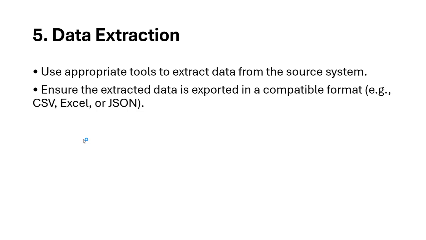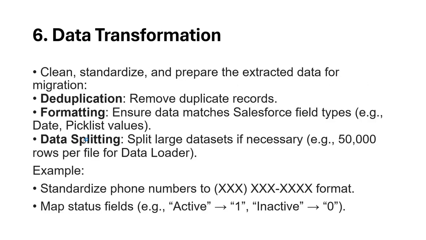So the next step is the data extraction. First we have to extract the data from the source system. We'll be using tools for that, and we ensure that the extracted data is exported in a compatible format like CSV, Excel, or JSON. Then we do the data transformation. For this activity, we clean, standardize and prepare the extracted data for migration, and if there are any duplicates, we remove the duplicate records from the source files, right? And we ensure data matches Salesforce field types and picklist values.